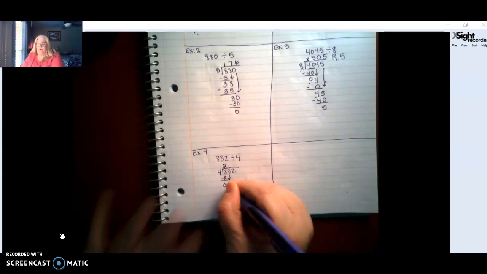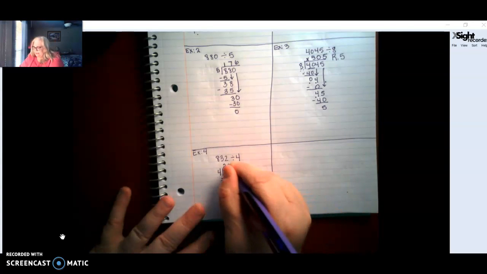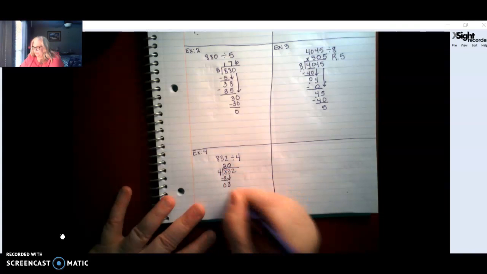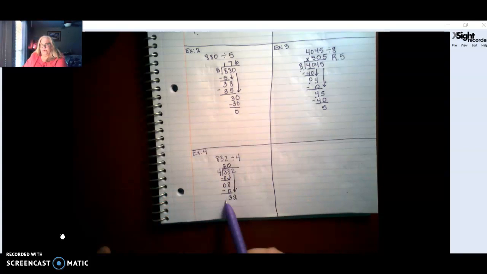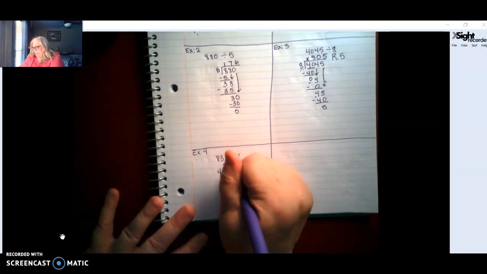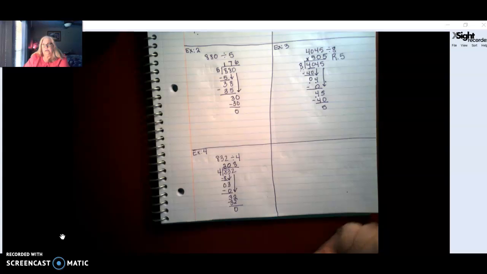How many times does 4 go into 3 without going over? Can't do that. So that is 0. 0 times 4 is 0. I subtract. 3 minus 0 is 3. I check and bring down. How many times does 4 go into 32? 8 times. 8 times 4 is 32. So 832 divided by 4 is 208.